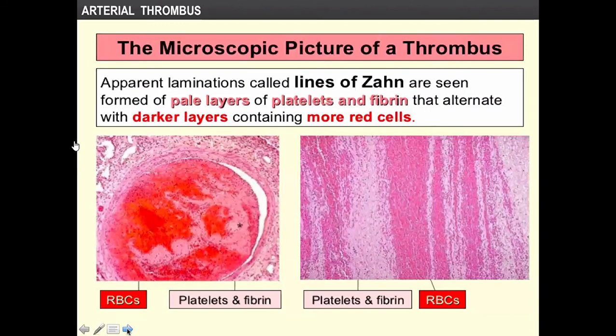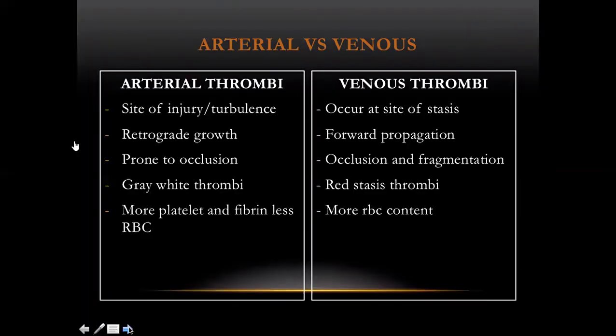So this is the microscopic picture, usually of an arterial thrombus. So arterial thrombus, mayroon tinatawag na lines of Zahn. So when you say lines of Zahn, these are alternating pale and dark layers: dark, pale, light, dark, light, dark. So ang tawag nito ay lines of Zahn. So the lighter lines are made up of platelets and fibrin, whereas the darker ones are made up of red blood cells.